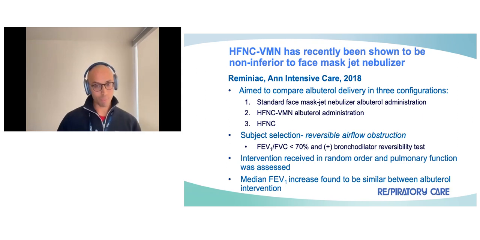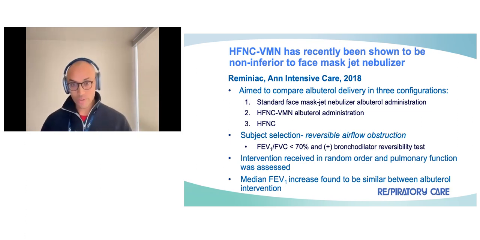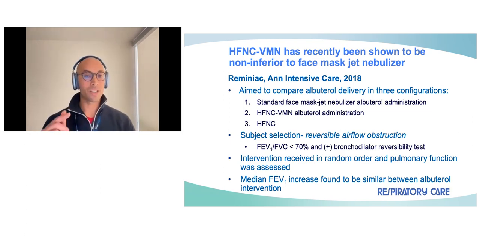Now, this is a very interesting point here. They selected subjects who had reversible airflow obstruction, defined as subjects with an FEV1/FVC ratio of less than 70%, who had a positive bronchodilator reversibility test. Now, I just want to point that out because the subjects were not stable COPDers or acute COPDers. These are people with reversible airflow obstruction, which is a pretty broad population.